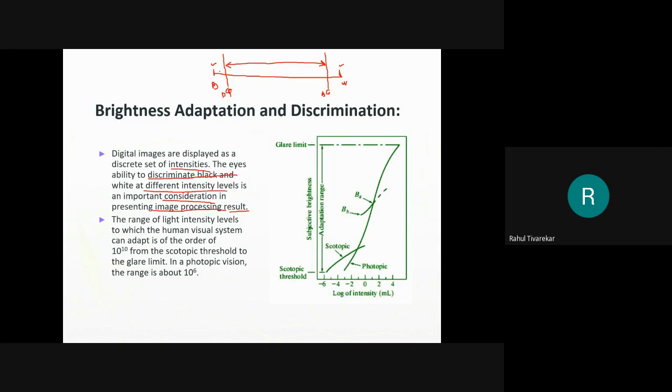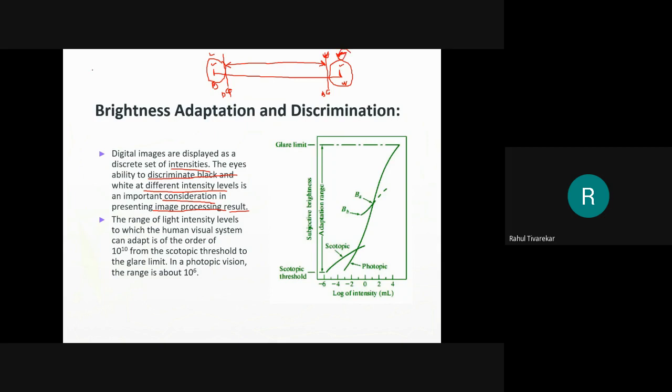limit because of their physical inabilities. So they cannot look at this pure black, they cannot look at this pure white. This is called the ability to discriminate between the colors. They cannot discriminate between this color and this color, because even if the actual image has this color, they will perceive it as this color, because they cannot even see this.